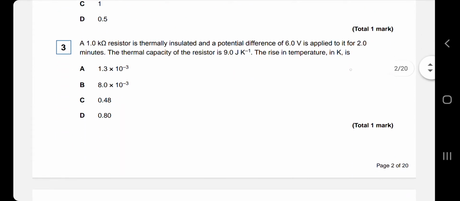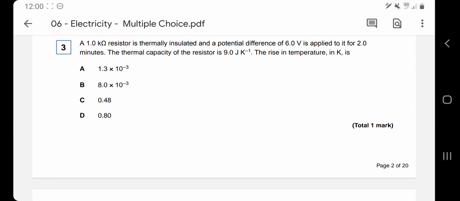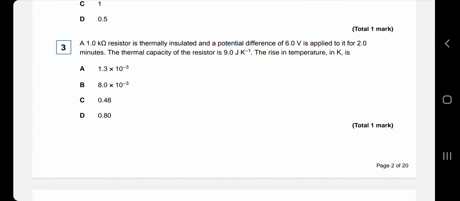Right, let's move on. Attempt this one if you wish. A 1 kilo ohm resistor is thermally insulated and a potential difference of 6 volts is applied to it for 2 minutes. The thermal capacity of the resistor is 9 joules per Kelvin. So what that means is that if you give it 9 joules of energy, its temperature will increase by 1 Kelvin. So the rise in temperature in Kelvin gives you the 4 options, and we'll figure this one out now.